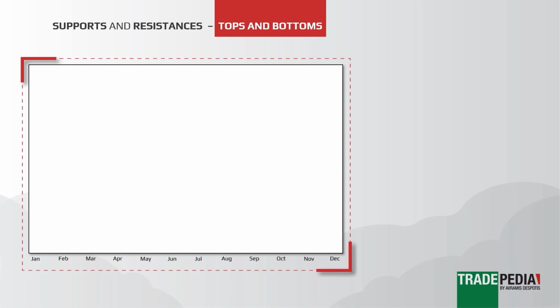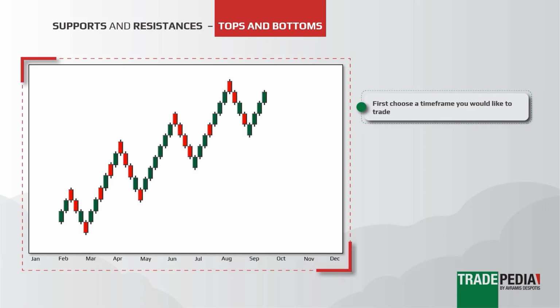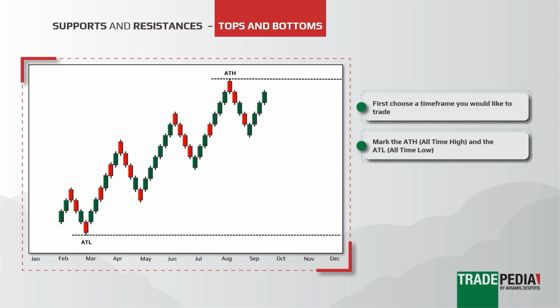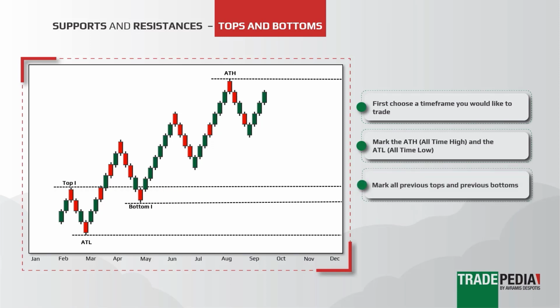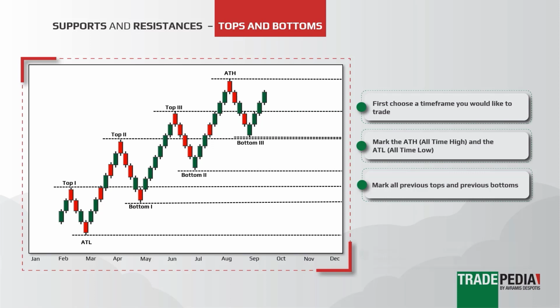Let's see how to set possible support and resistance levels using tops and bottoms. First, start by choosing a chart of a specific time frame you wish to trade. Mark the all-time high and all-time low of this time frame with horizontal lines. Then mark all the previous tops and all the previous bottoms between the all-time high and the all-time low. An area with a cluster of supports or resistances around the same level indicates a stronger support or resistance zone.